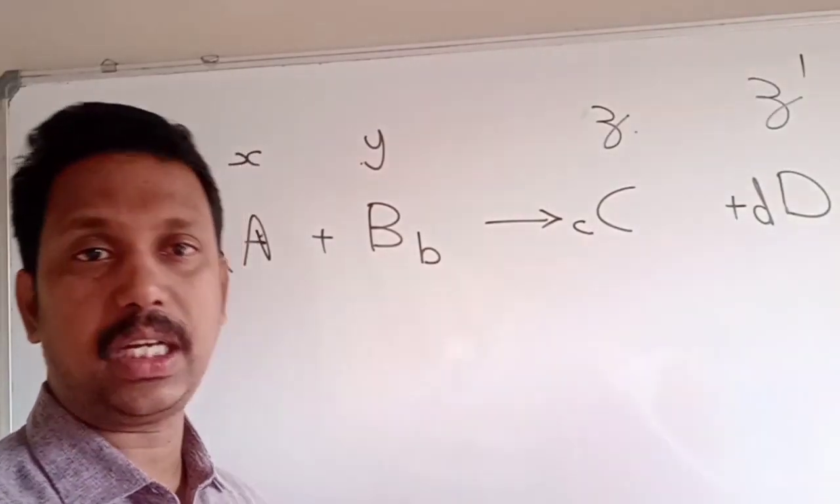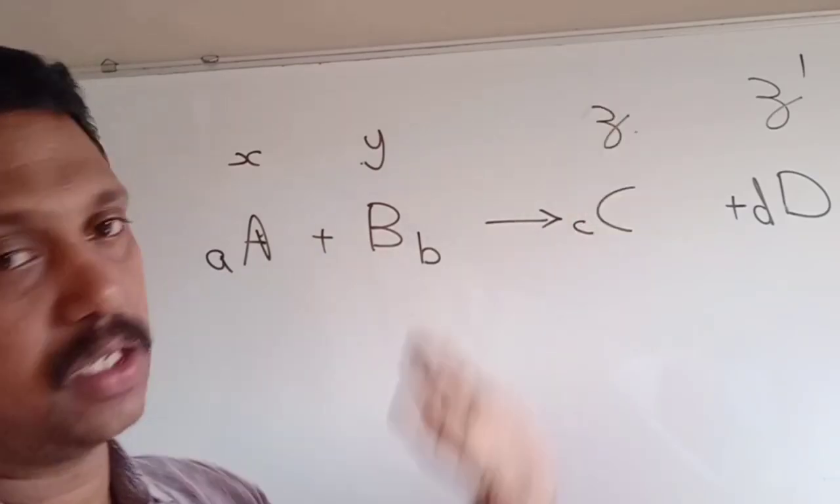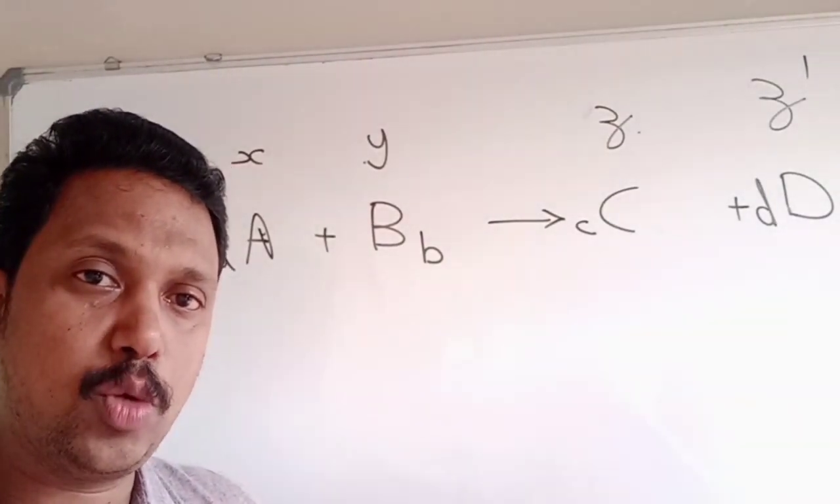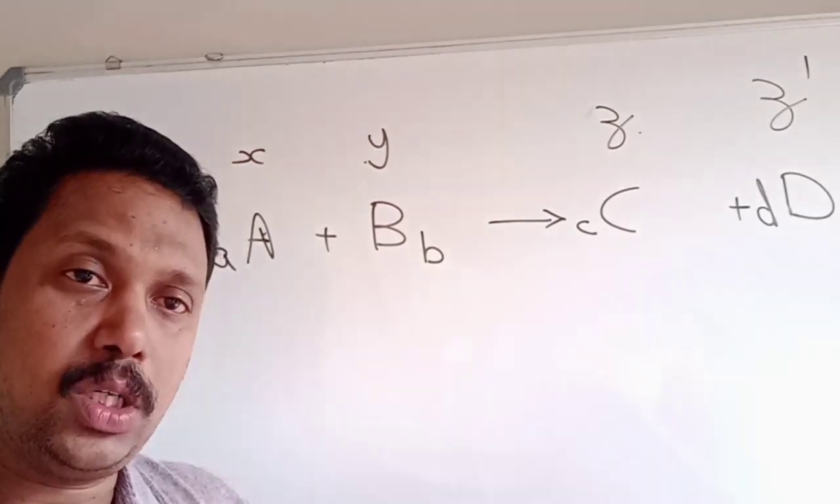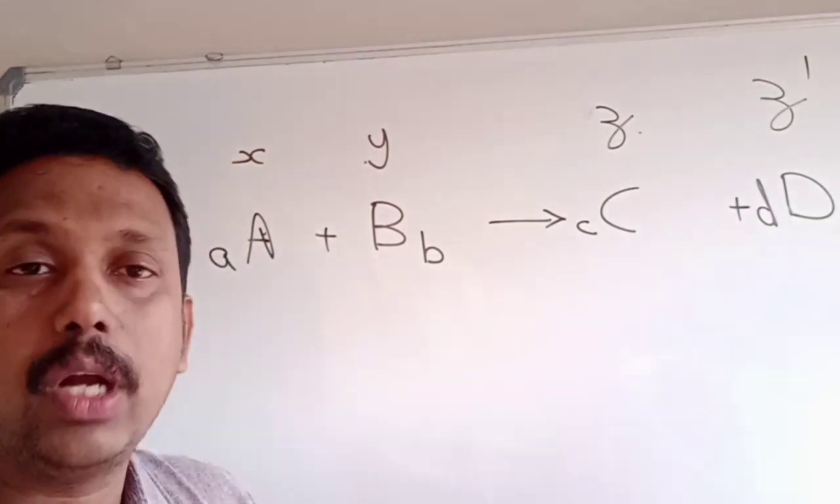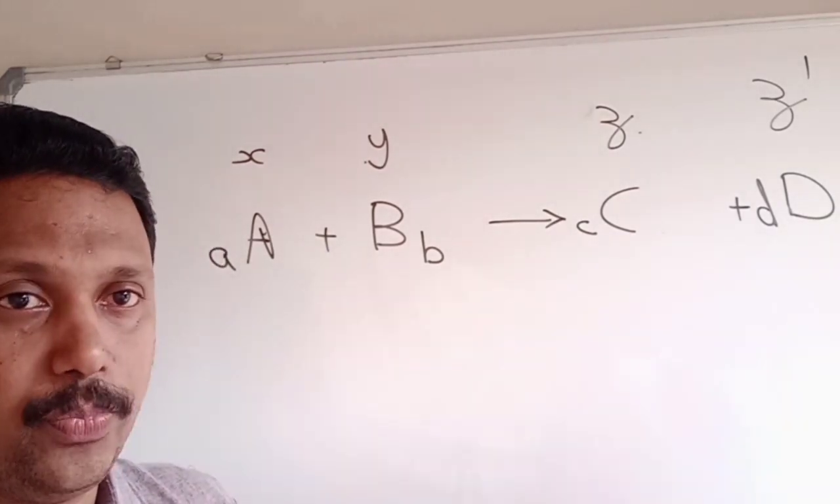The two special cases arising here: these quantities X, Y, Z and Z dash about A, B, C, D may be given in molarity or in normality. Then you will have to convert these given values into mass or moles and then work it out. And we do such questions towards the end of this video.